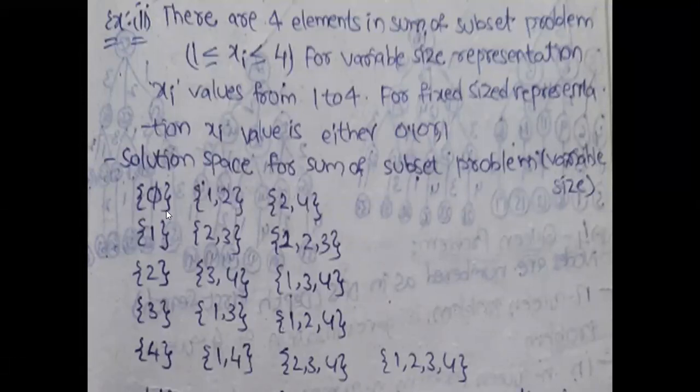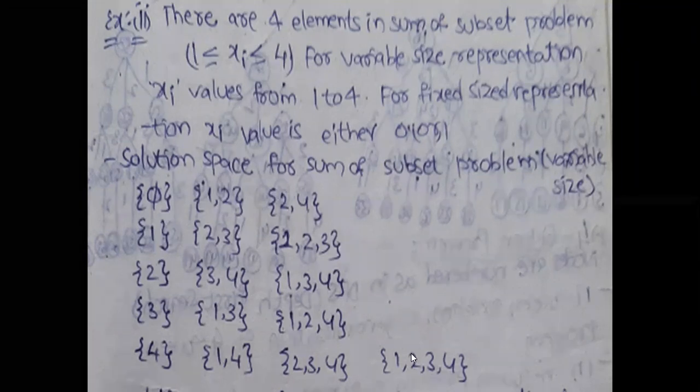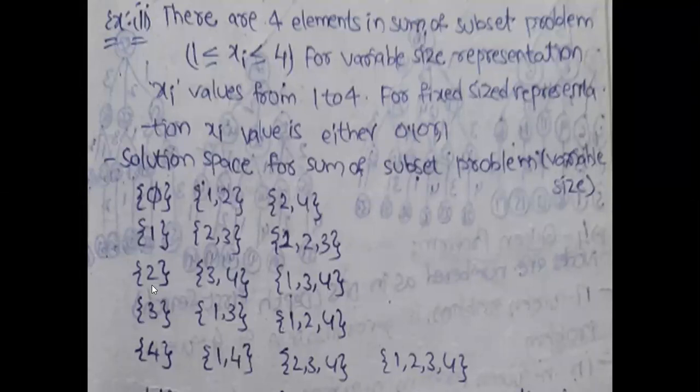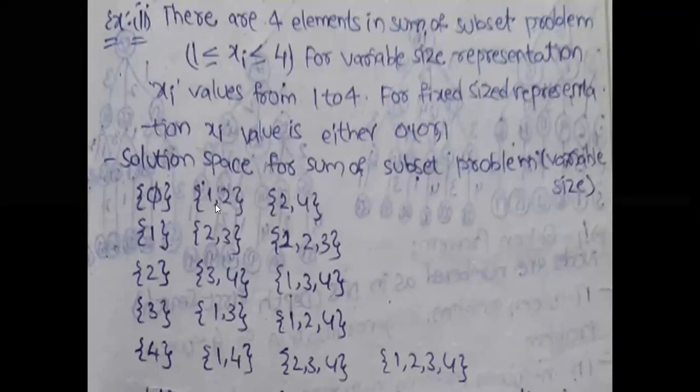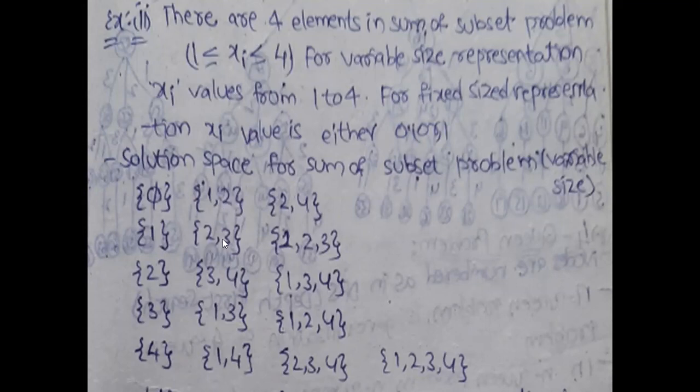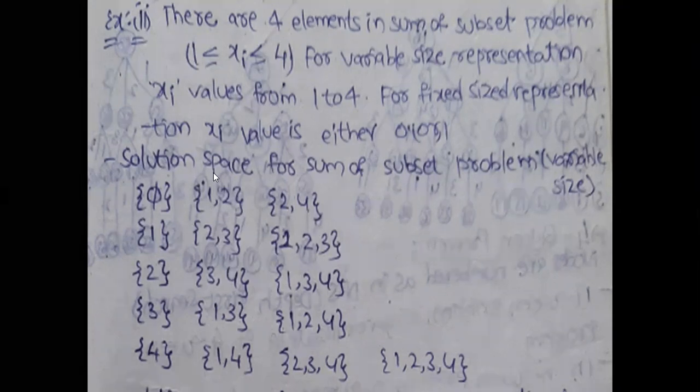For example, suppose there are four elements. The subsets of four elements are: first the null set, then the single-element subsets 1, 2, 3, 4, and then 1 2, 1 2 3, and so on. In some you consider only a single element, and in others you also consider the second, third, and fourth elements. Pairs include the first and second, the second and third, the third and fourth, and the first and third. So in total there are 16 solutions.